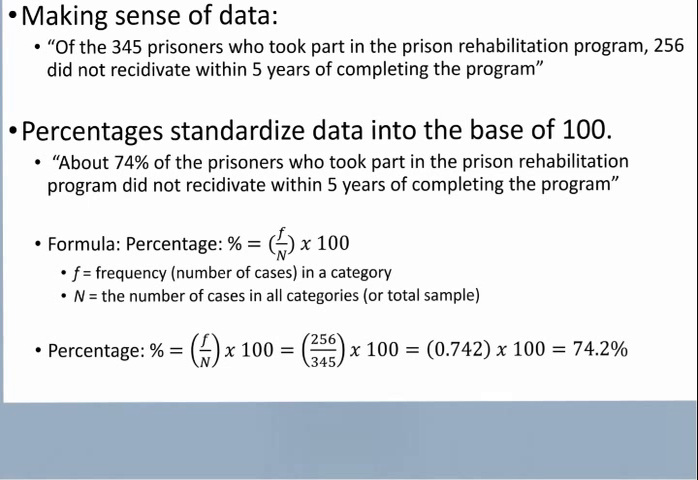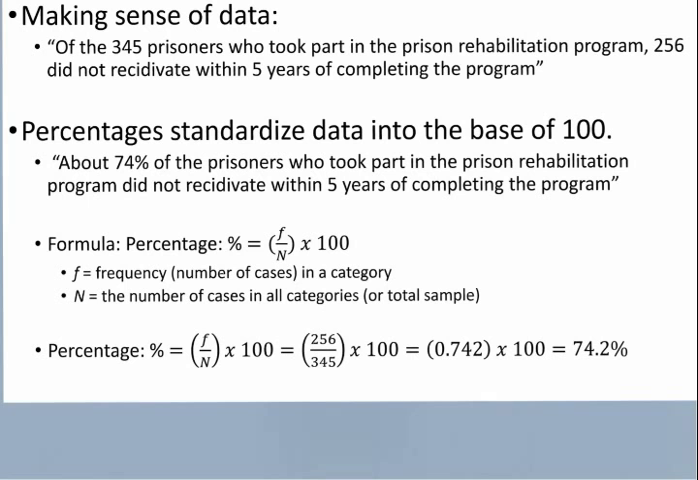As they typically say. So if we take the same information and restructure it into a percentage, it would read like this: about 74% of the prisoners who took part in the prison rehabilitation program did not recidivate within 5 years of completing the program. It's the same information, but now the data is organized in a way that's more readable, that's easier to interpret for somebody who doesn't do this work.